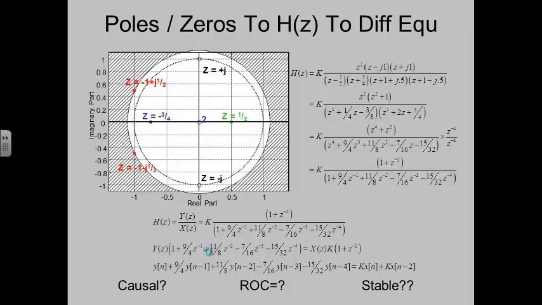Is that a stable system? No, they're outside the unit circle. The region of convergence doesn't include the unit circle. So this would be an unstable system, because it's causal and those poles are outside.